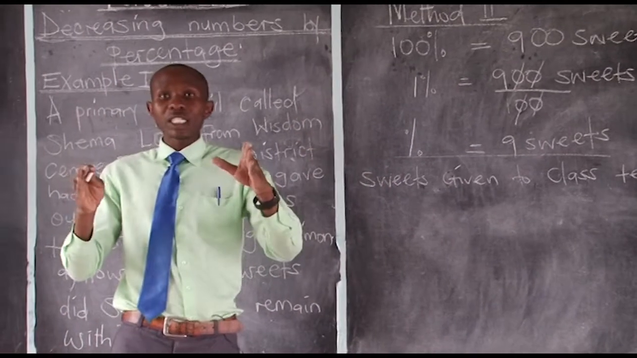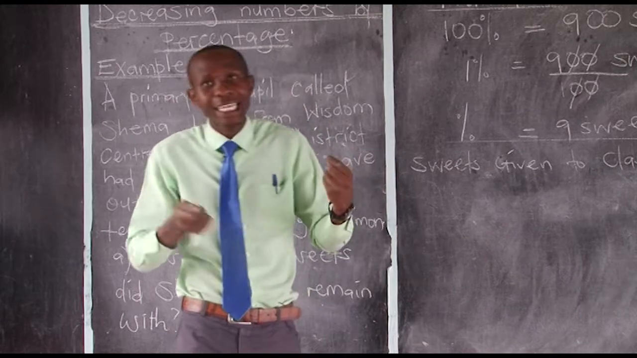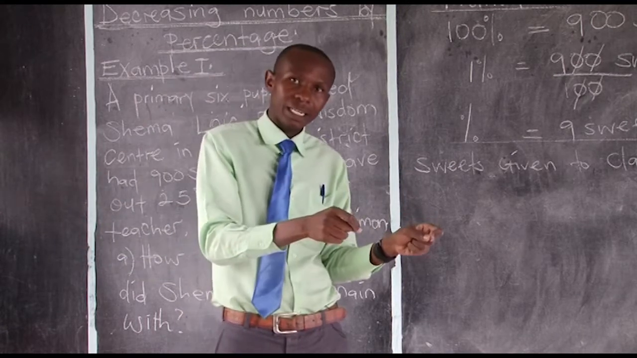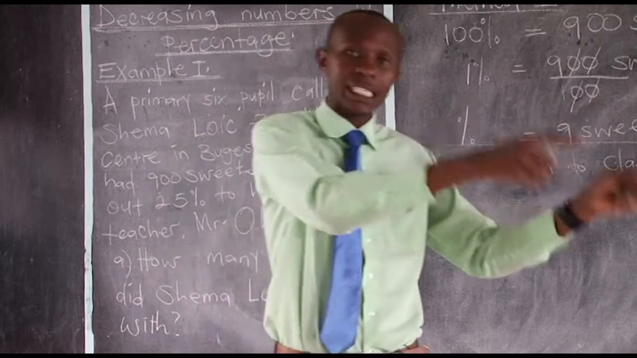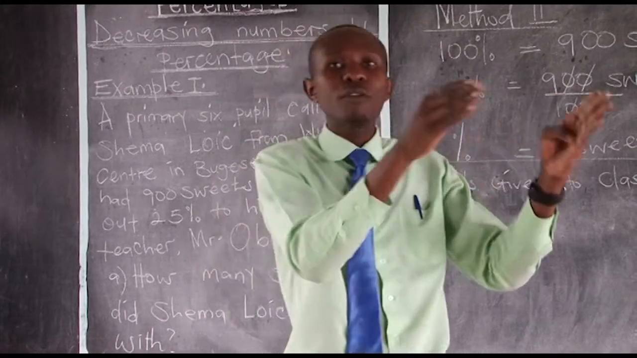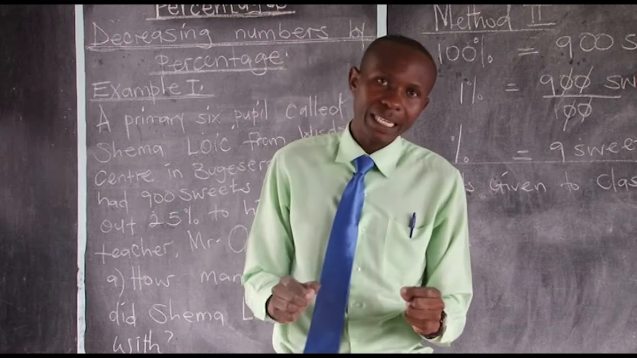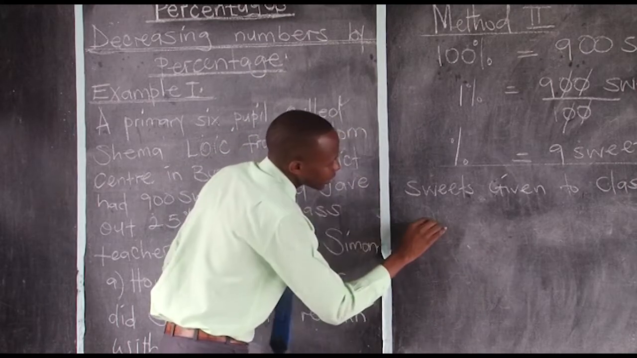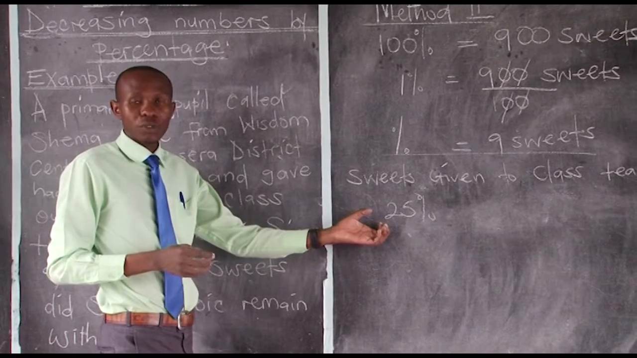We want to find the number of suits that Shemaroyik gave to his class teacher, because they didn't tell us the number of suits he gave out, but only the percentage. So we are going to calculate the number of suits given in form of percentage. After calculating that, we remove it from 900, because Shemaroyik had 900 and gave out to that. So let's first find the number of sweets that Mr. Obon Simon received. That was given.